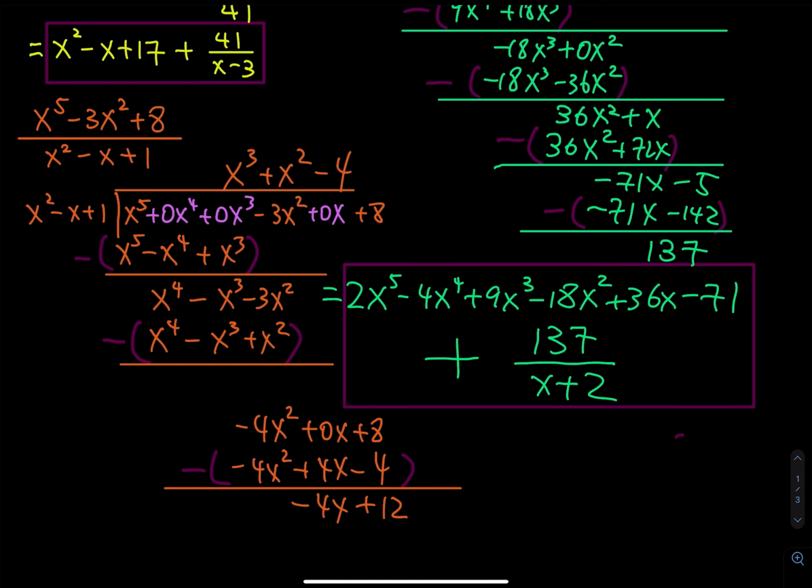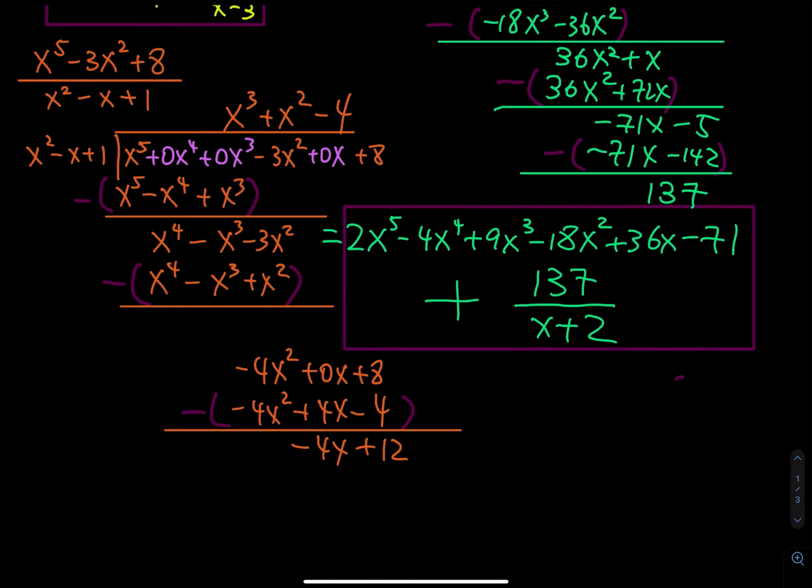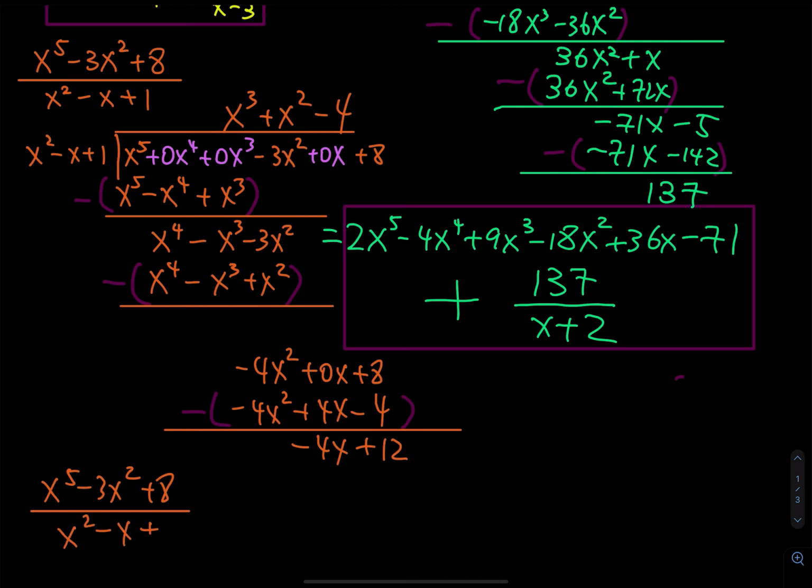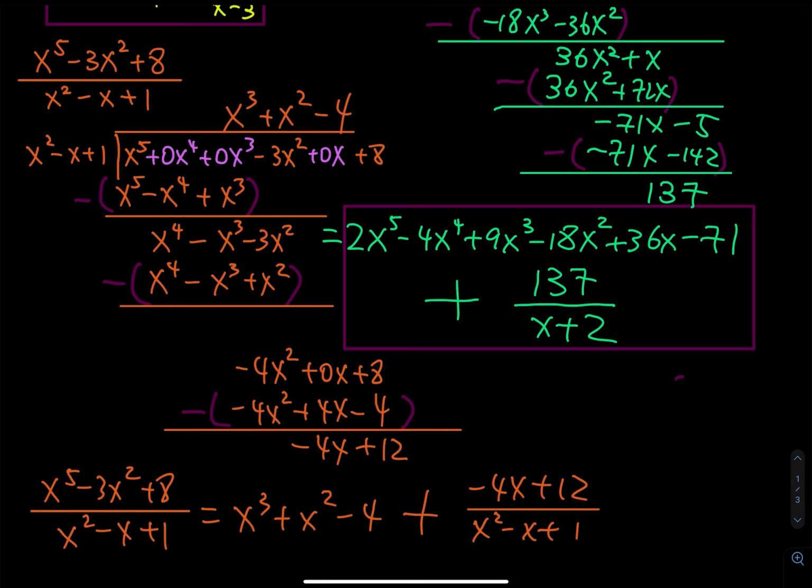And then the answer is, what is the answer equal to? We have space, so we have to do x to the fifth minus 3x squared plus 8, the dividend, divided by the divisor, x squared minus x plus 1, that is equal to the quotient, x to the third plus x squared minus 4, and then we plus the remainder over the divisor, which is x squared minus x plus 1. This is called the division algorithm, and you have to report this answer.